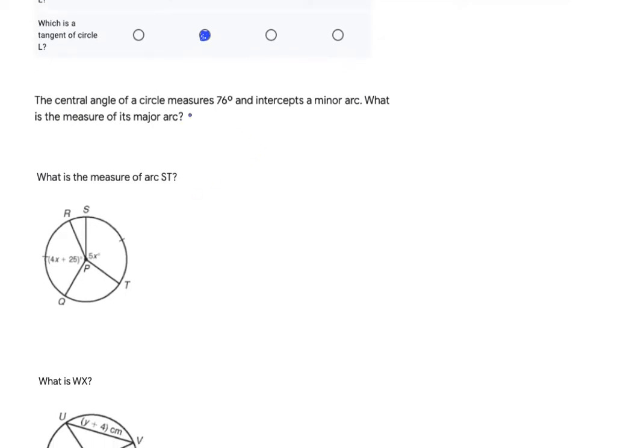The central angle of a circle measures 76 degrees and intercepts a minor arc. What is the measure of its major arc? Just so that you can visualize this, you have 76 degrees here, in this central angle. You're looking for the degrees all the way around, everything except for this 76. So you just need to take your 360 and subtract 76. And you should get 284 degrees, I believe.